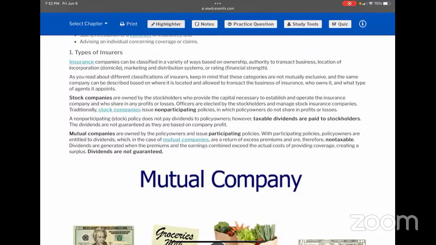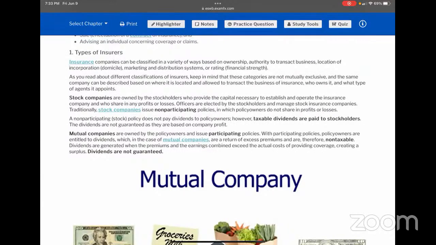All right, so stock companies are owned by the stockholders. That makes sense, right? Officers are elected by the stockholders and manage stock insurance companies. Traditionally, stock companies issue non-participating policies in which policy owners do not share in profits or losses. A non-participating stock policy does not pay dividends to policy owners. However, taxable dividends are paid to stockholders. The dividends are not guaranteed as they are based on company profit.